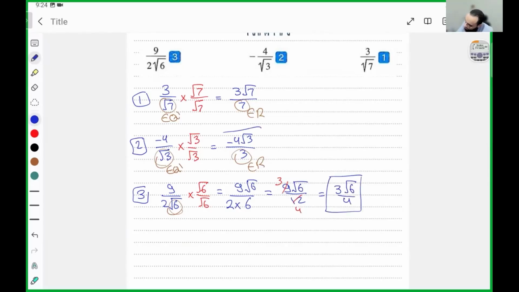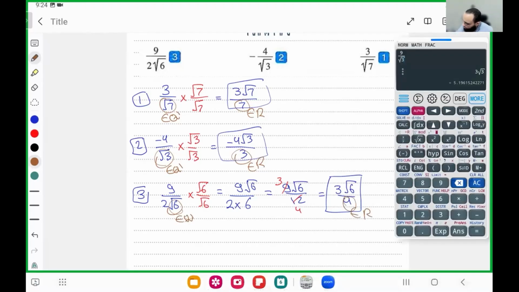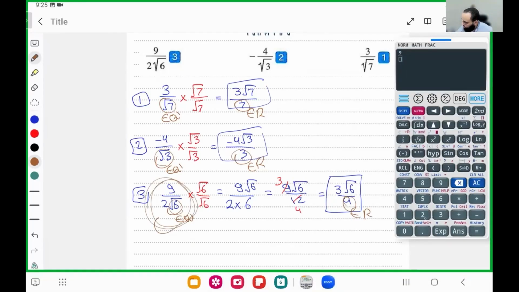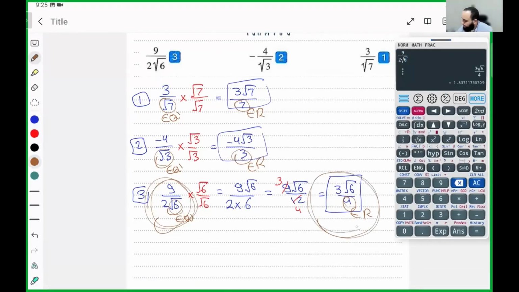You know, you can do it with the calculator. It was an irrational number, right now it's a real number. Let's write this one on the calculator to check our answer. It's 9 over what? 2 root 6. Oh, wow. Amazing. The calculator gets it right in one step.